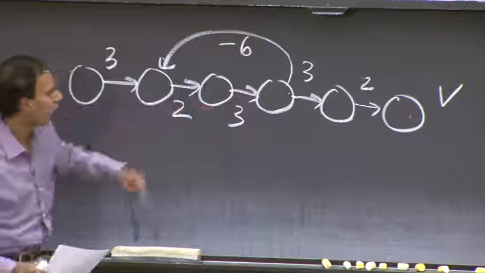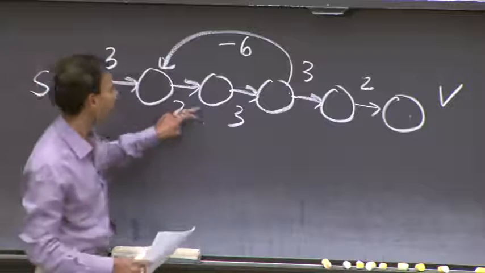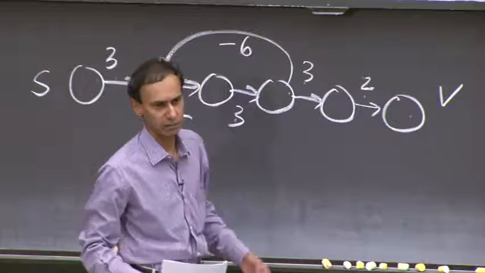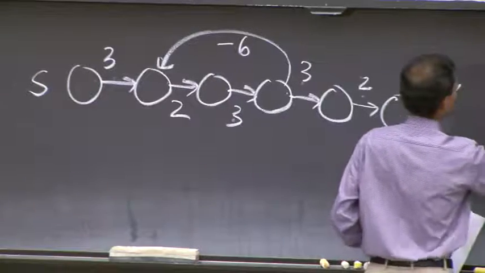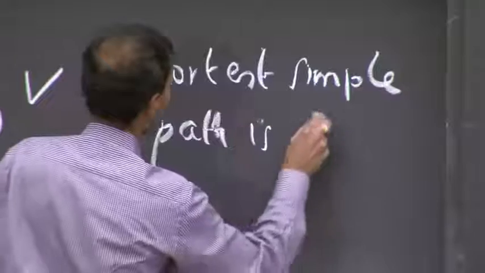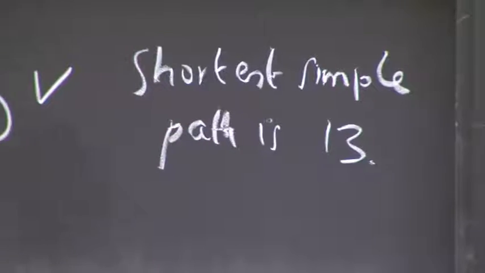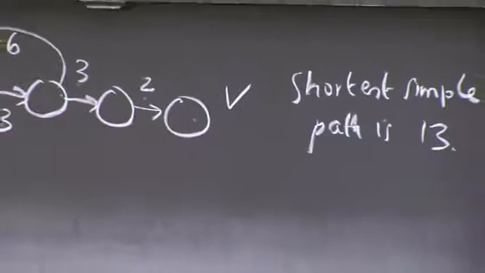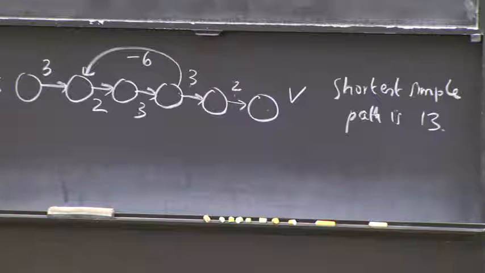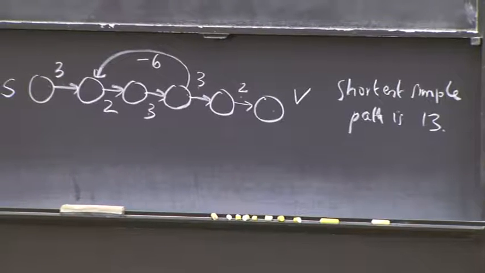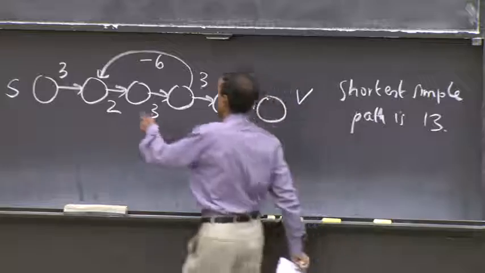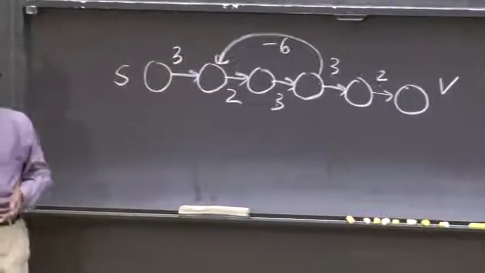It's this path that goes horizontally. It has a weight 3 plus 2, 5, 5 plus 3, 8, 8 plus 3, 11, 11 plus 2, 13. All right? So the shortest simple path is 13. Will Bellman-Ford give you any information about this path? No, because it will abort, right? After it does its V minus 1 passes, V is reachable from S, but you potentially go through a negative weight cycle before you reach V.